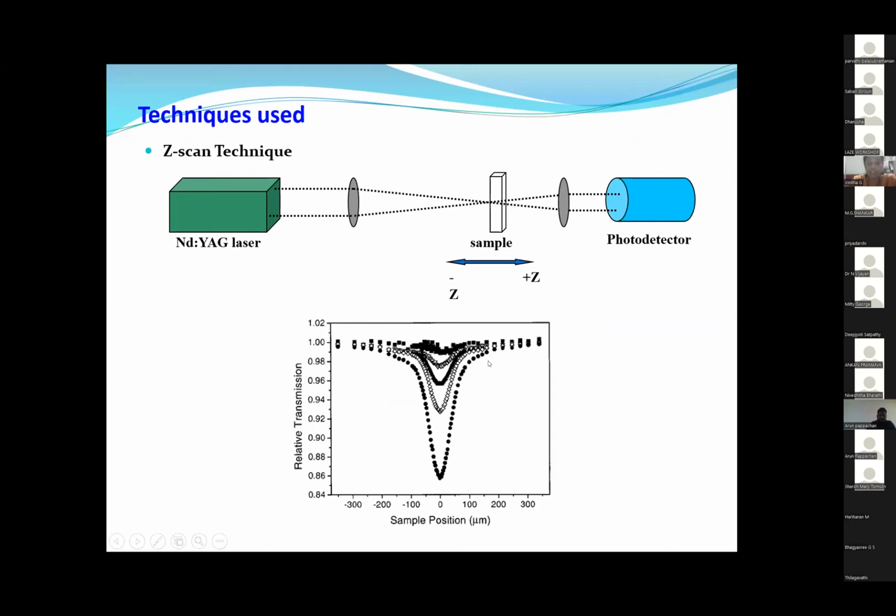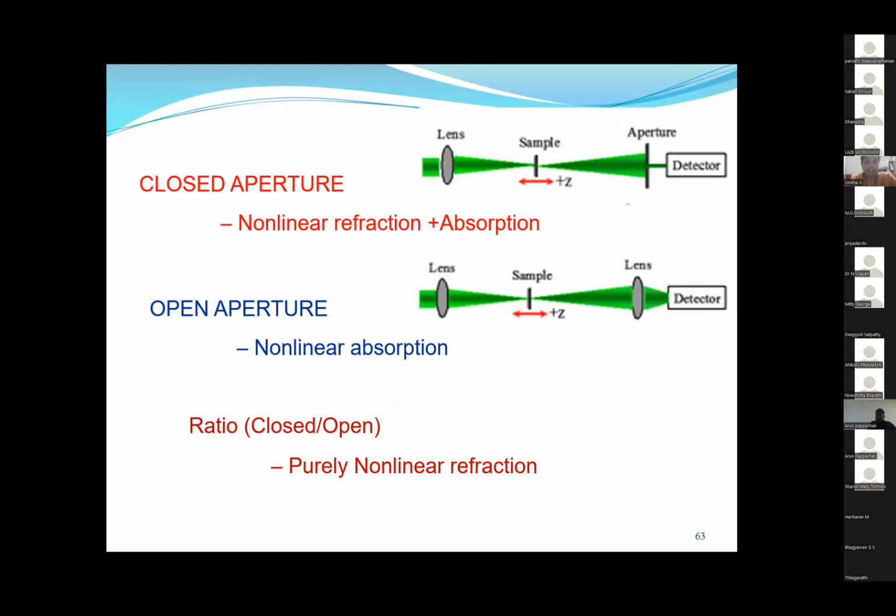This shows whether it's a reverse saturable absorption or saturable absorption. All right. So what we get from the closed aperture, as I said, you have an aperture in front of the detector. It is closed aperture, which is going to give me nonlinear refraction as well as a nonlinear absorption. But when I do the open aperture, remove this aperture and insert a lens so that the entire light is collected and sent to the detector.